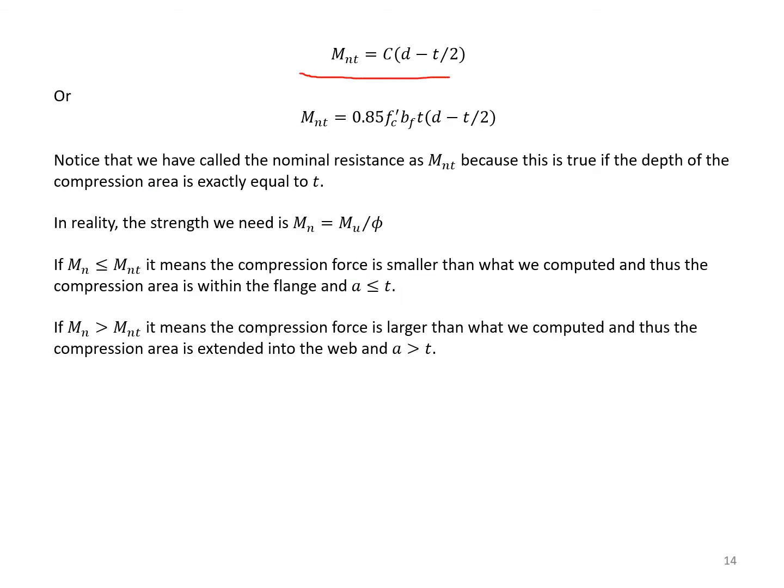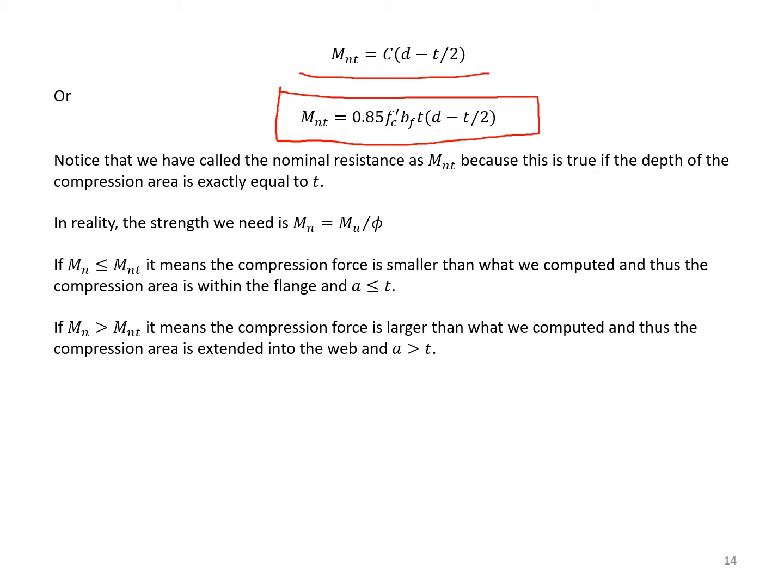The moment would be C times (d minus a over 2). And if I substitute for C, I get the transitional moment equal to 0.85 f'c bf t times (d minus t over 2). This equation is independent of the area of steel, so we can always use it based on the geometry.